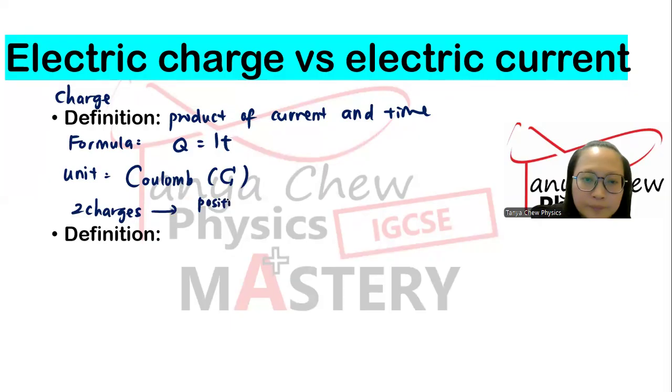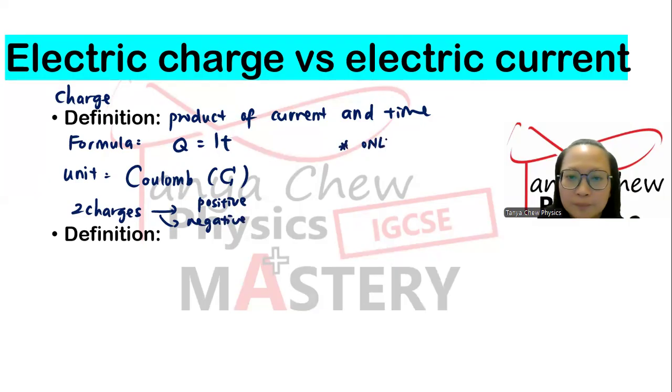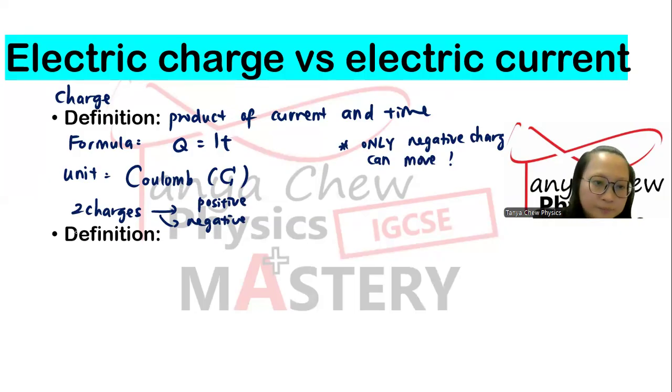Charge, okay, there are 2 charges, positive and negative. Bear in mind, only negative charge can move. Only electron can move. Right?